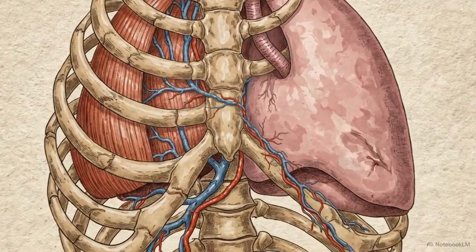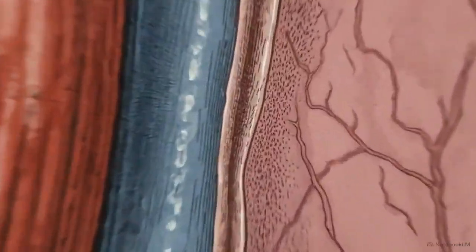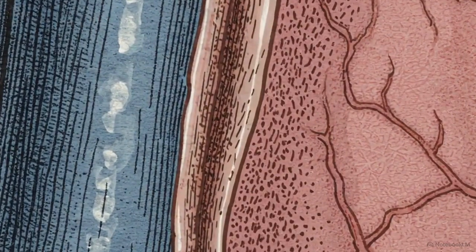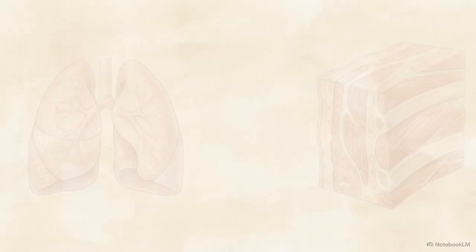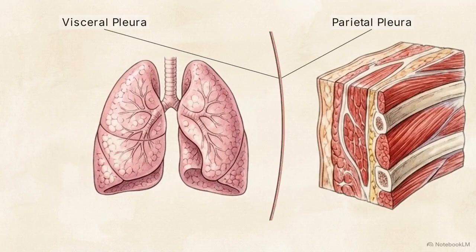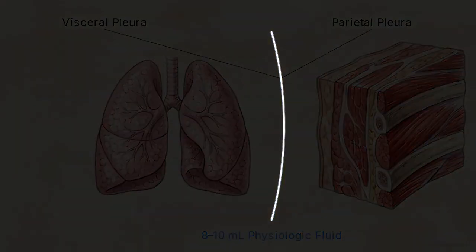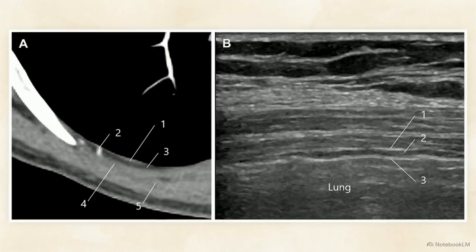To understand pleural disease, we must look past the major organs and zoom in on a membrane barely a fraction of a millimeter thick. In its healthy state, the visceral pleura wrapping the lung and the parietal pleura lining the chest wall sit flush. They are lubricated by roughly 10 milliliters of physiologic fluid, making them indistinguishable on most scans. We establish a baseline comparing normal pleural anatomy across imaging modalities.